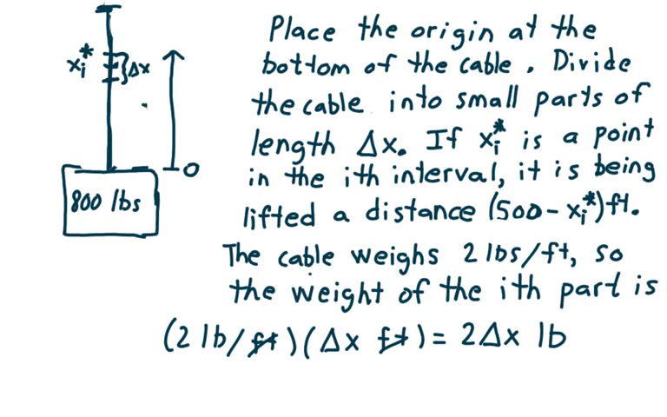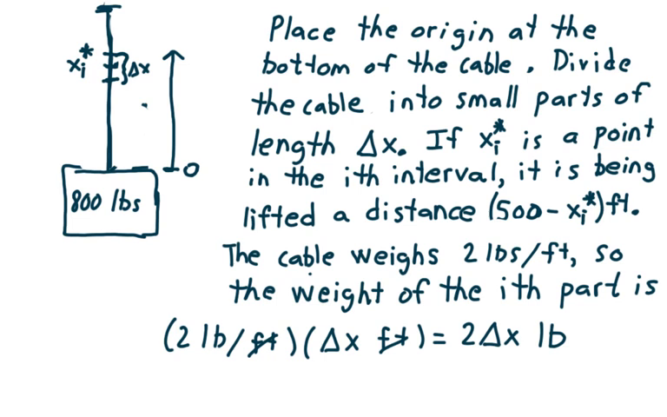Okay, so notice how I have a picture of a cable and I have a picture of the 800 pounds of coal. Place the origin at the bottom of the cable. Okay, so the origin is here. That's where the 0 is. Divide the cable into small parts of length delta x. If x sub i star is a point in the ith interval, it is being lifted a distance of 500 minus x sub i star feet.